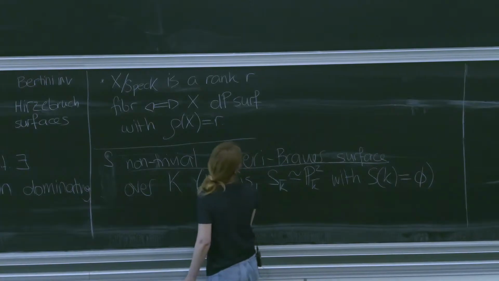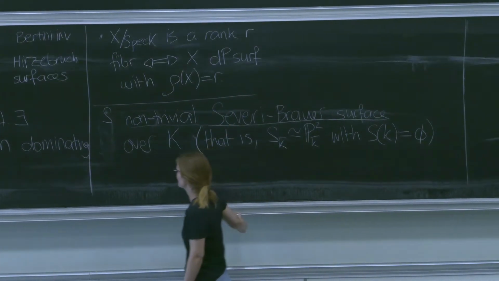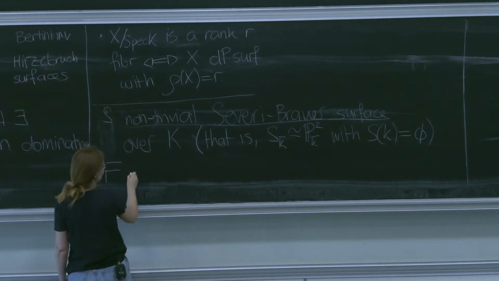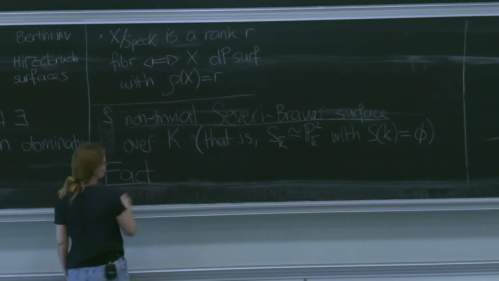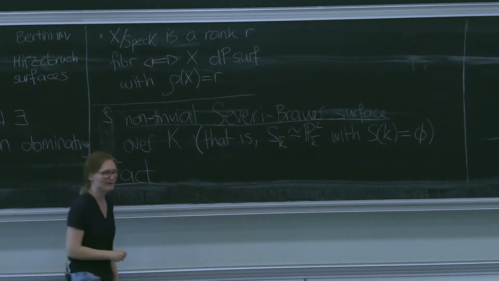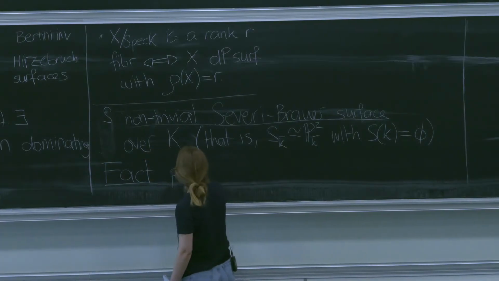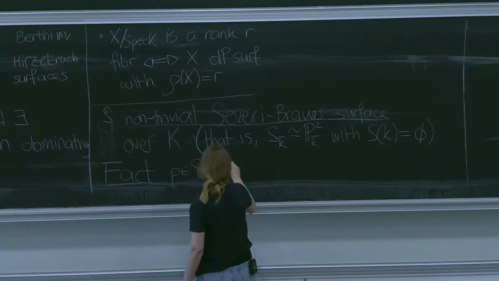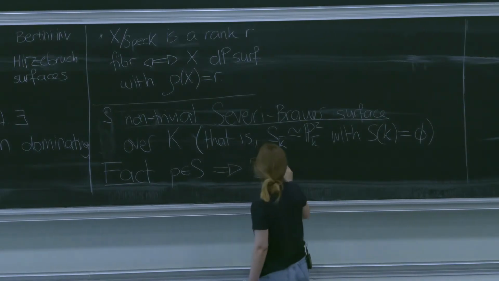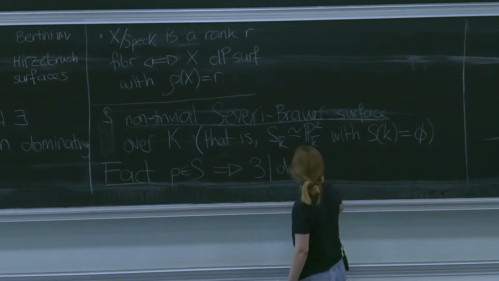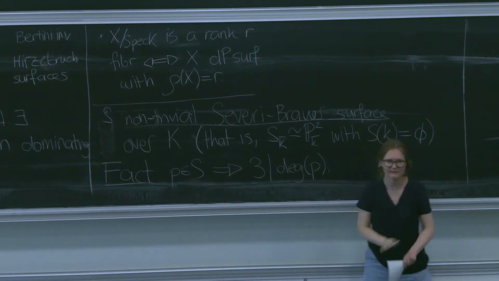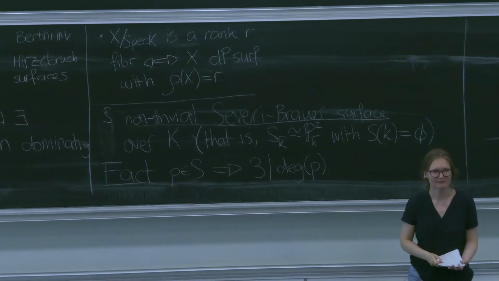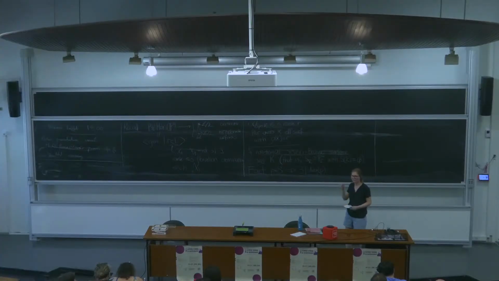So this is maybe a bit strange, but I just want to emphasize one fact. There is a lot to say about such surfaces, but I don't want to say much. The only fact I want to mention is that if P is a point on S, then 3 divides the degree of the point. This is the only fact I want to mention. Because now let's look at whether we can construct a groupoid homomorphism. Okay, so this is the idea.